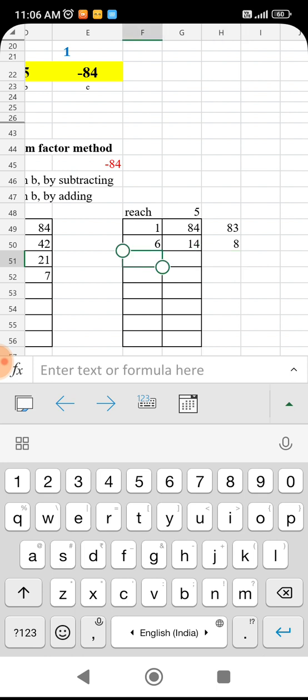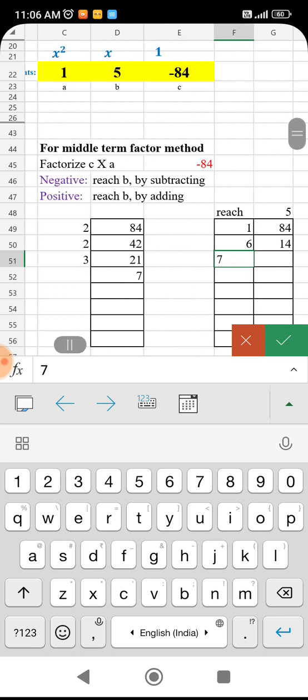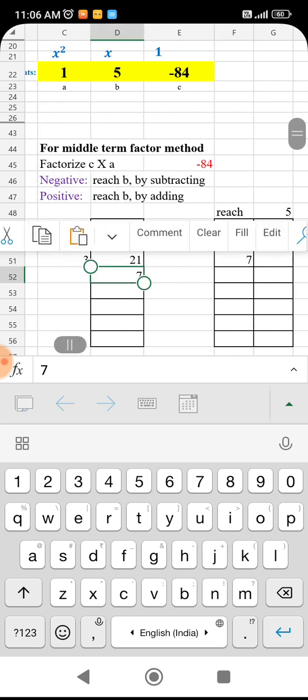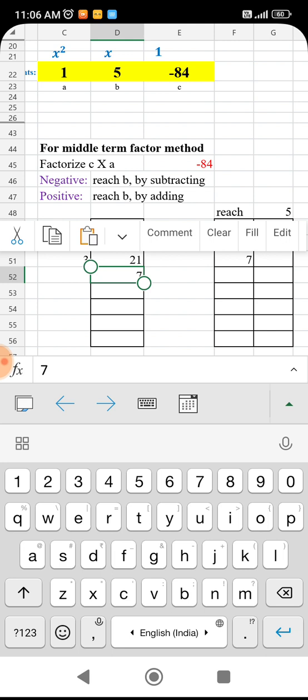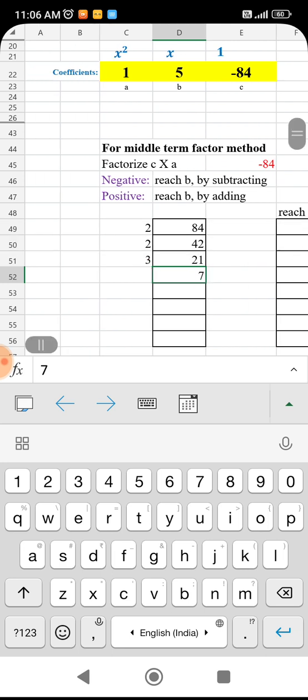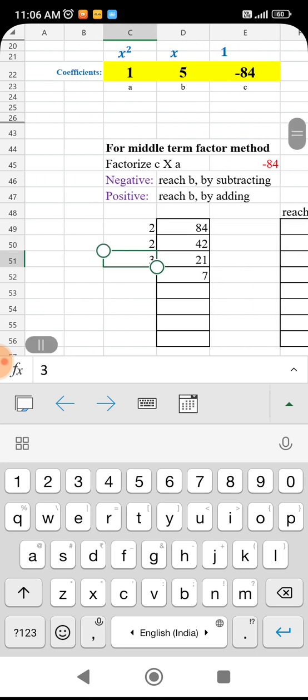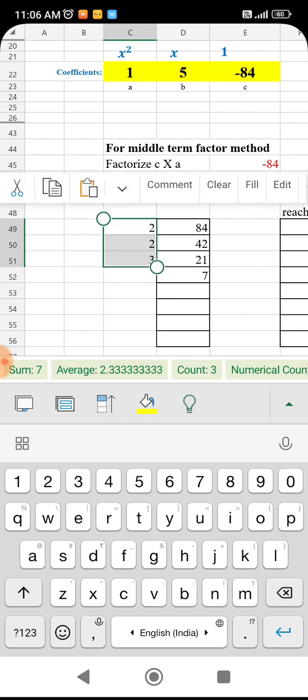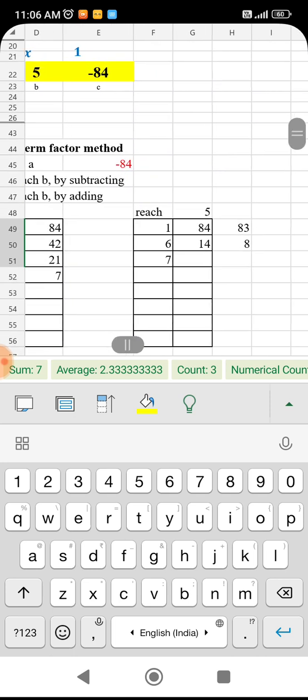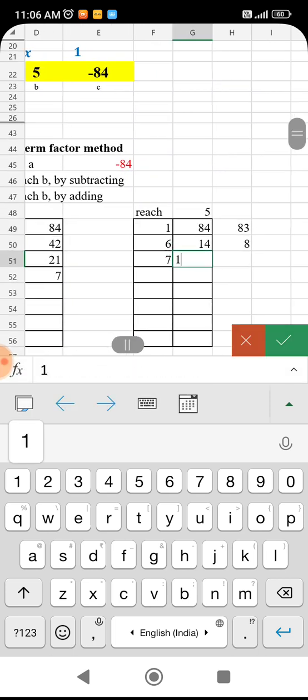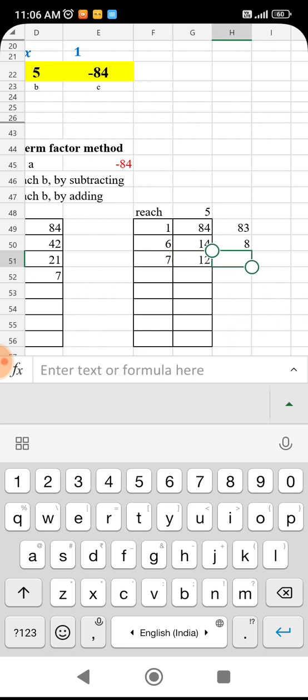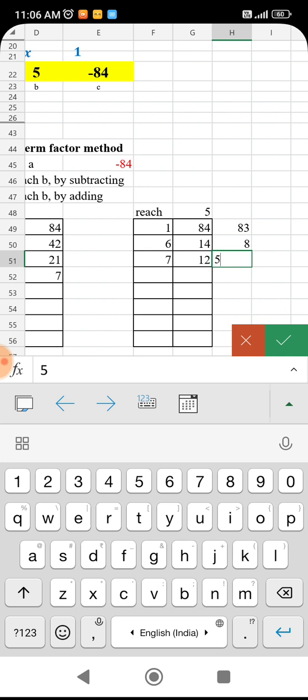So is it possible for 7? Can we reach 7? Yes, 7 can be possible. So what are the remaining to multiply? We have to multiply these 3, 2 times 2 times 3 is 12. So it is 12. Now subtract these two. See, we can reach 5.